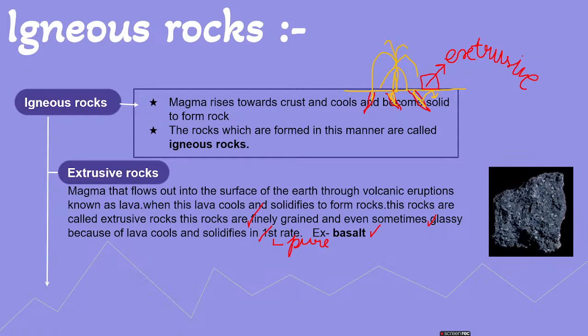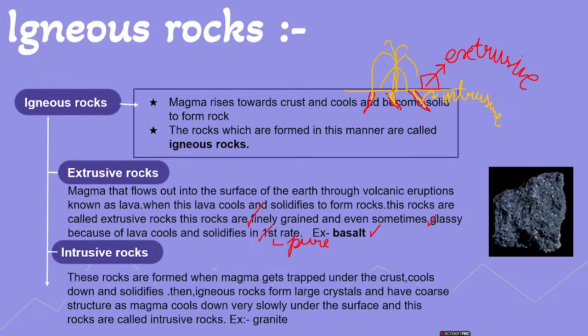Then these types of rocks are called intrusive igneous rocks. This means that they are formed inside the crust of the earth. That's why they are called intrusive igneous rocks. This means the rocks are formed when magma gets trapped under the crust and cools down to solidify. These types of igneous rocks form large crystals and have a coarse structure. Coarse means, I have said, no, rough structure.